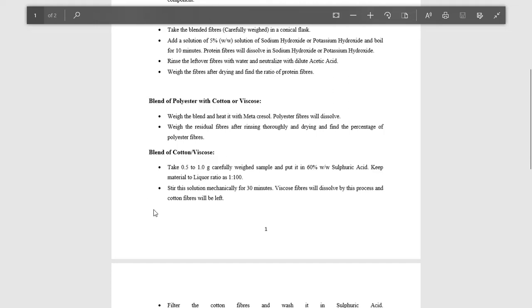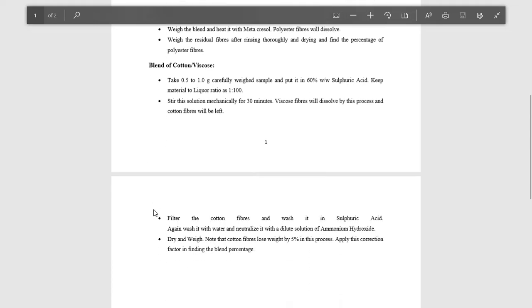And the last one is blending of cellulose fiber, that is, blending of cotton with viscose. Both are cellulosic in nature. We take 0.5 to 1 gram carefully weighed sample and put it in 60% weight by weight sulfuric acid. Keep material to liquor ratio as 1:100. In this, stir the solution mechanically for 30 minutes.